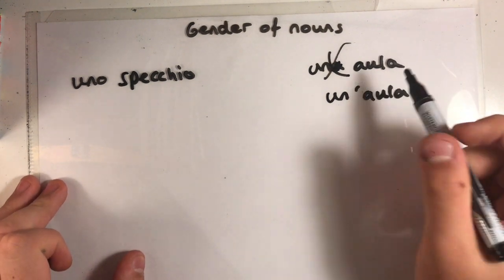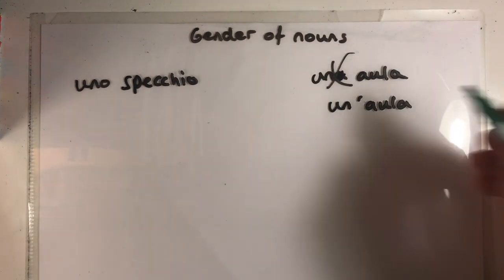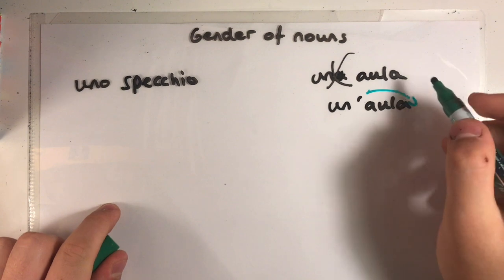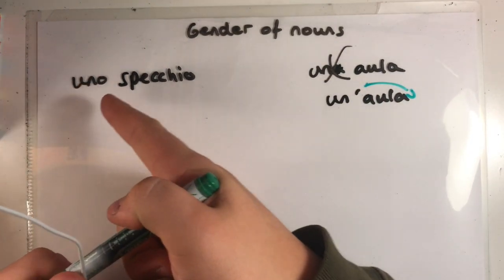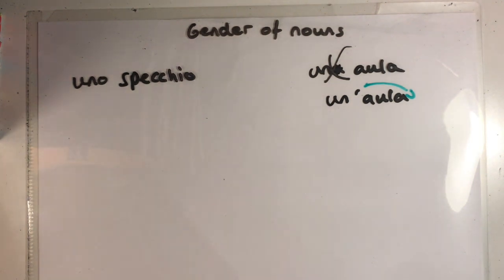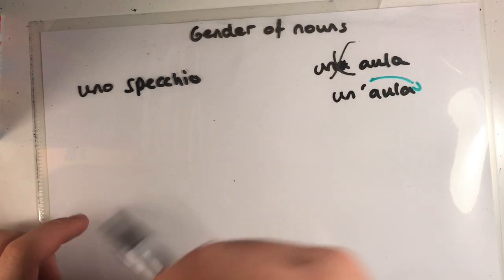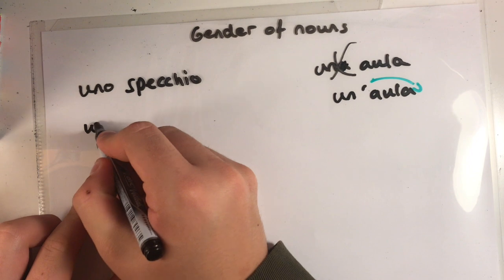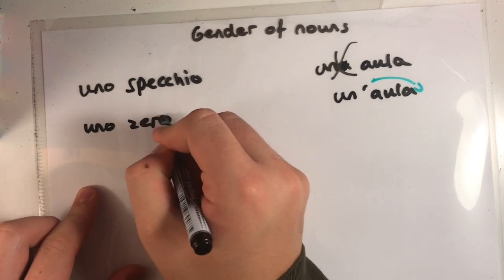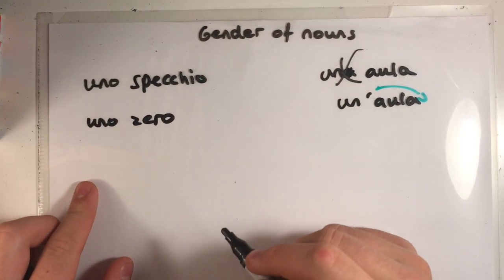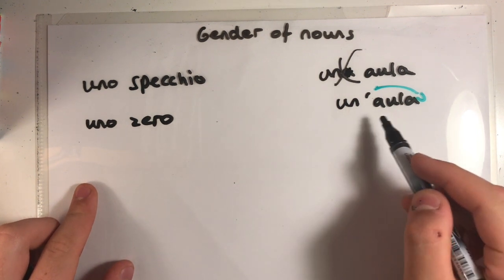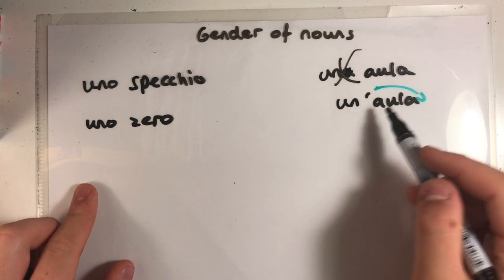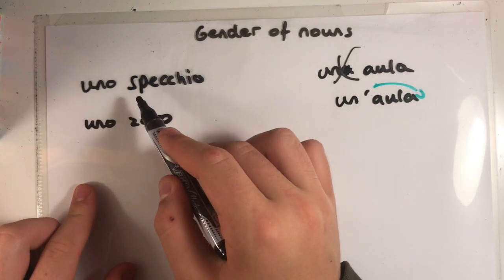This apostrophe only occurs when there is an A at the ending, only in feminine. We use uno when there's an S plus a consonant. We also use uno when it's like a zero, so uno, zero. Apostrophe for female, ending in an A, starting with a vowel. Uno when it's an S plus a consonant, or Z.